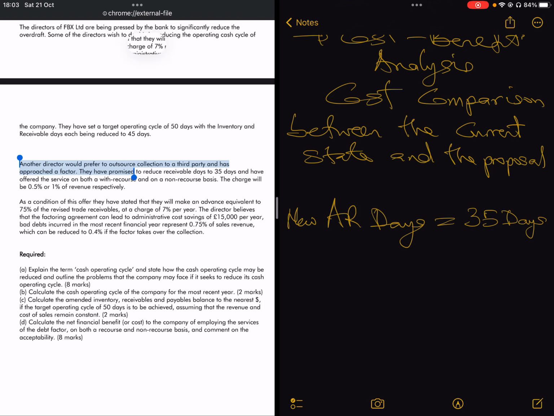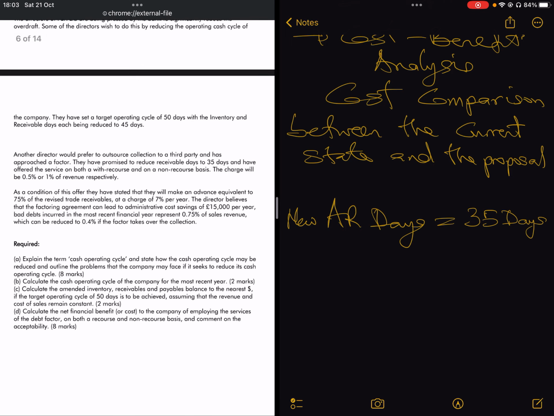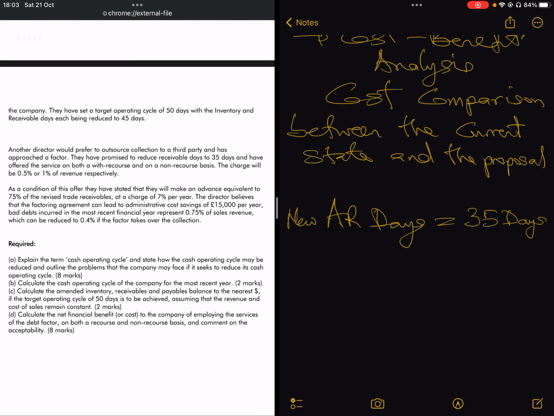And guess what? He also offered to provide the service on both a with recourse and a non-recourse basis. The charge will be 0.5% and 1% of revenue respectively. So if you employ the agent with recourse, it's going to charge 0.5%, but if it's going to be without recourse, it wants to charge 1% of your revenue as its own fee. Because like I said, it's never going to be free of charge. It comes with a cost.